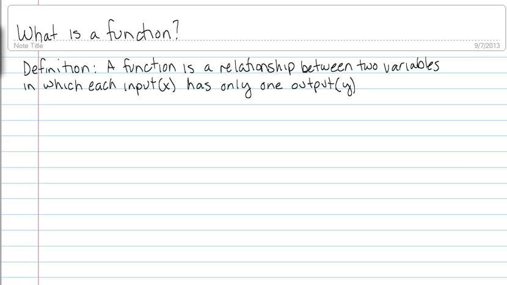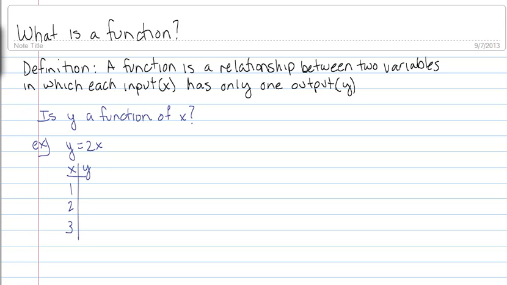Definition. A function is a relationship between two variables in which each input, the x value, has only one output, the y value usually. So for the most simple example, I'm going to ask, is y equals 2x, which is a relationship between variables, one variable twice another, is that a function?